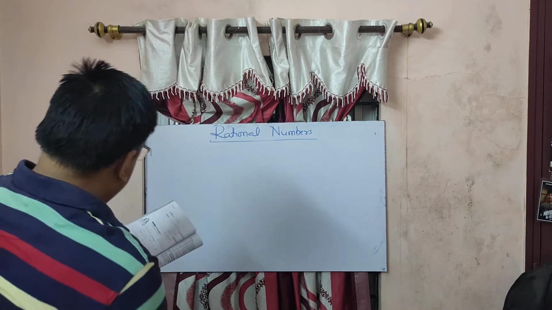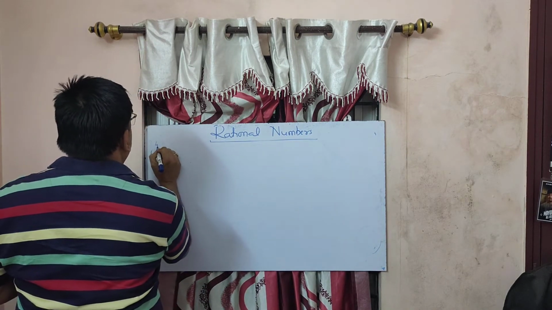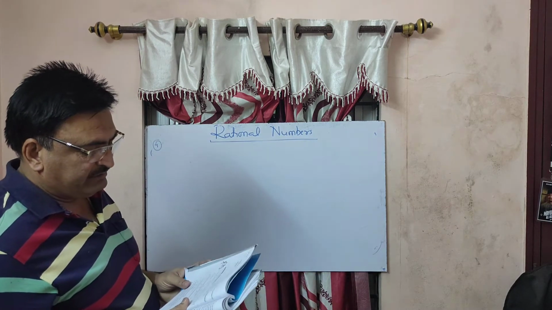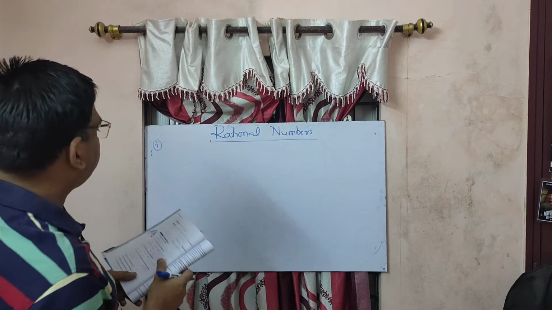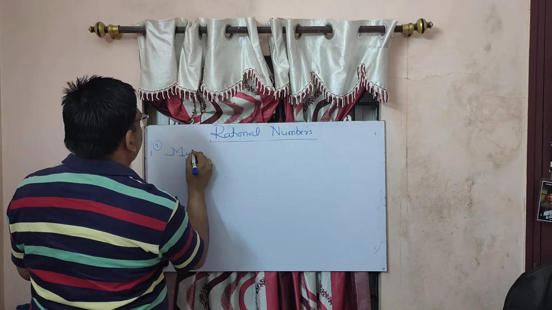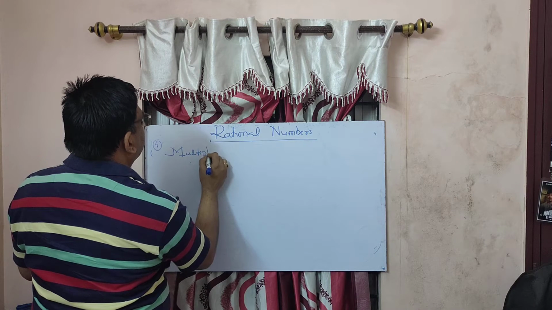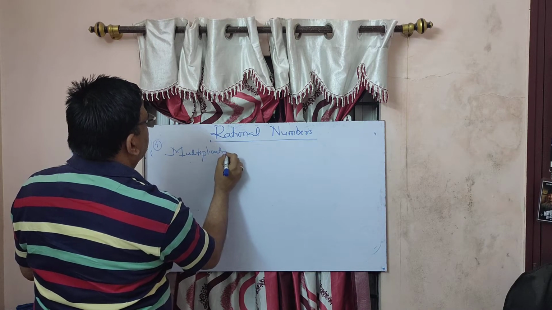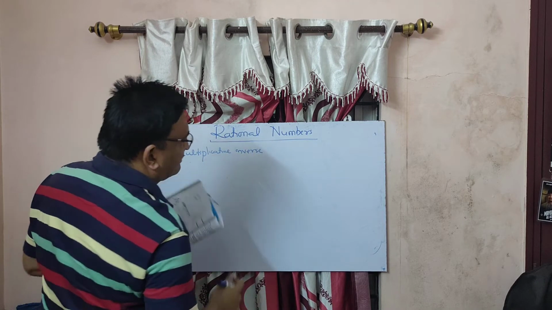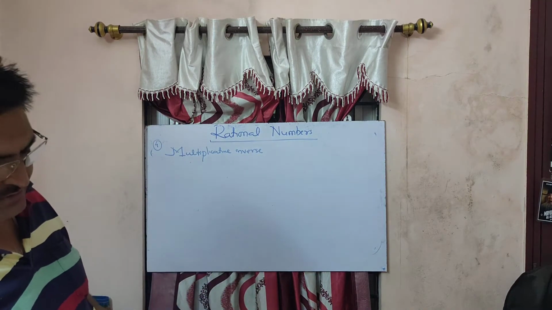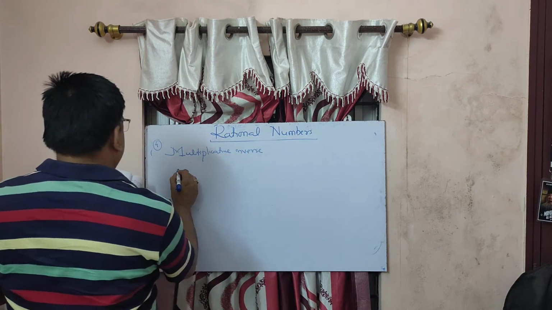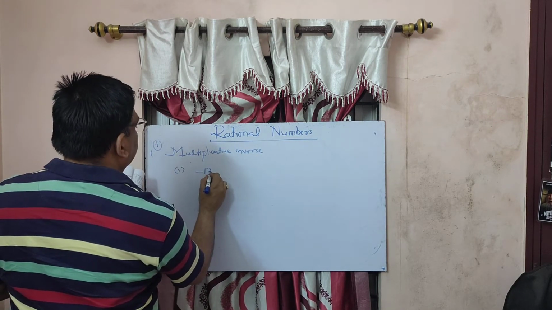Now, the fourth one. Find the multiplicative inverse of the following. Multiplicative inverse. Now, the first one is minus 13.